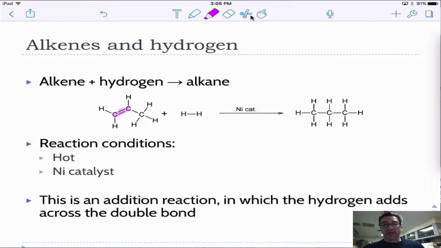And you want to use a catalyst, a nickel catalyst. And the nickel catalyst, mainly its purpose is to sort of concentrate the hydrogen. Nickel has this uncanny ability to actually hold a lot of hydrogen on its surface, and that creates a really high concentration of hydrogen for the reaction to occur faster.